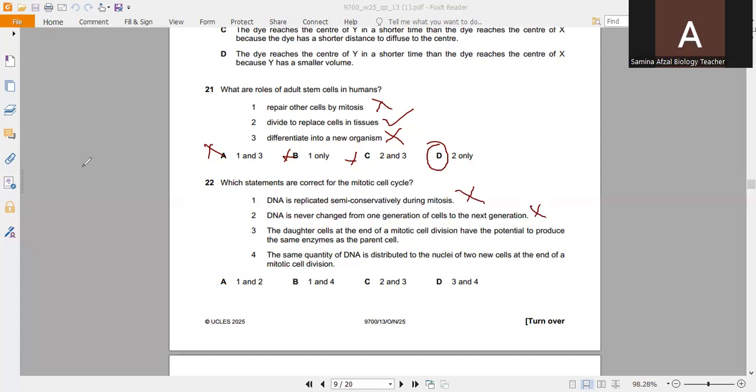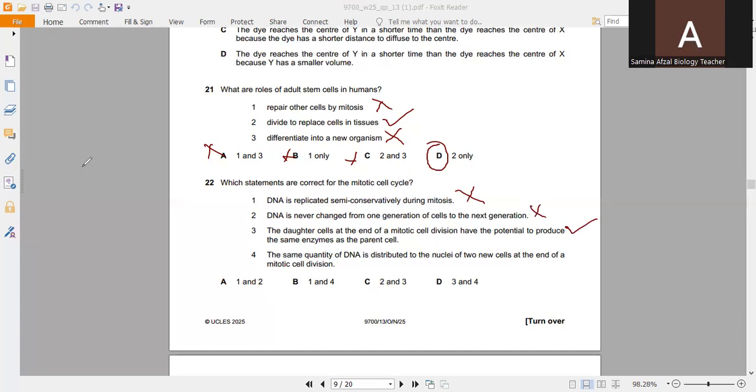Now, statement 3: the daughter cells at the end of a mitotic cell division have the potential to produce the same enzymes as the parent cells. Yes, it happens. This statement is correct. Mitosis preserves genetic identity. Statement number 4: the same quantity of DNA is distributed to the nuclei of two new cells at the end of a mitotic cell division.